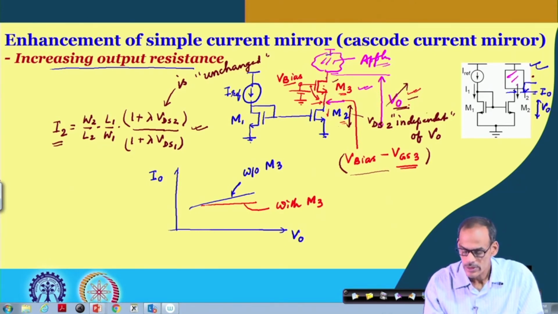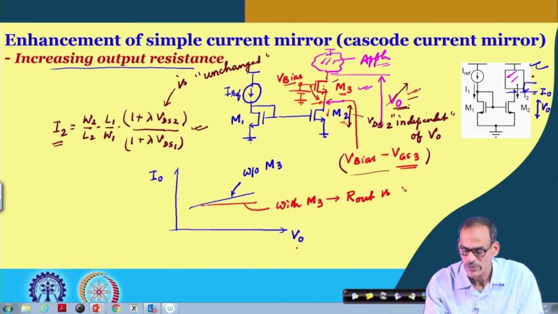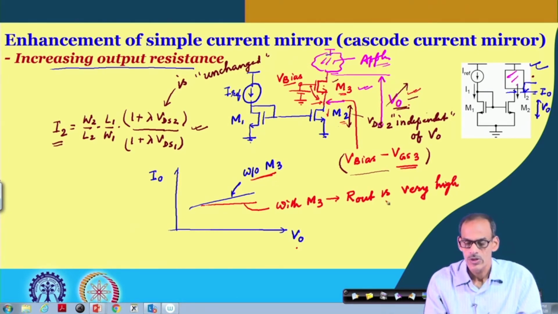So, in fact, if you see the waveform, you can see that this is giving us higher output resistance, or less dependency of the current on output voltage, indicating that R out is very high. And at least compared to this one, it is very high. So, let us try to see why we call it very high.